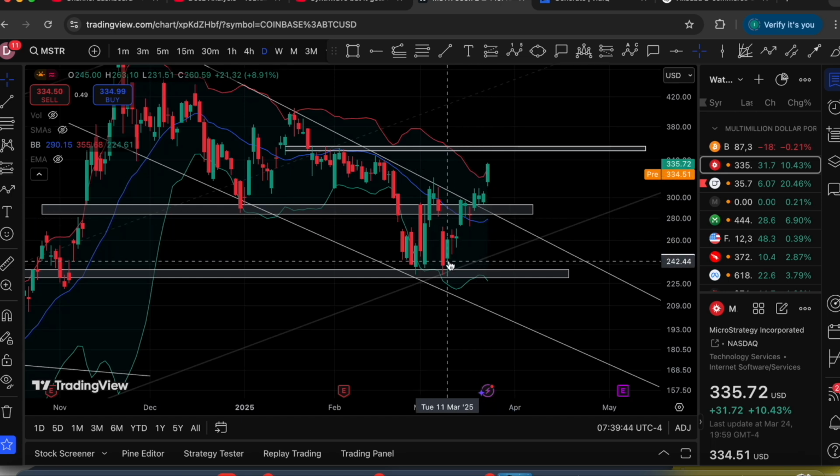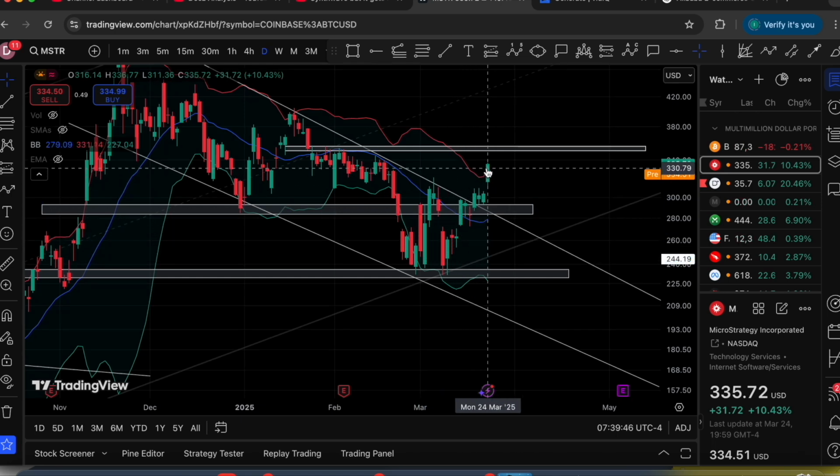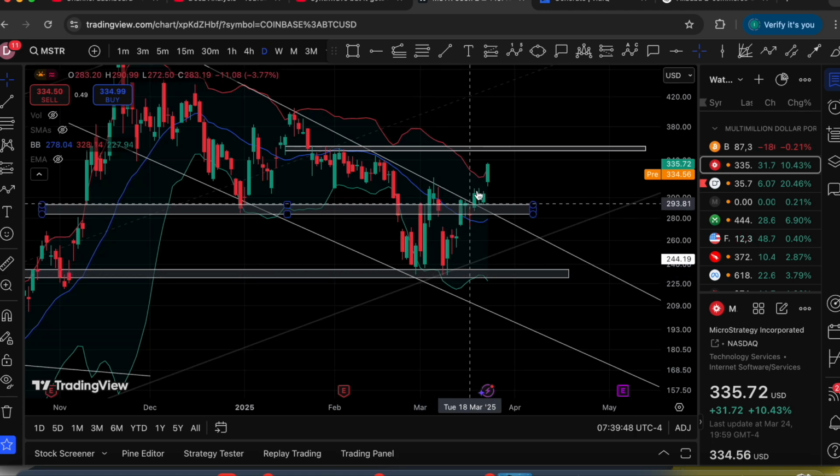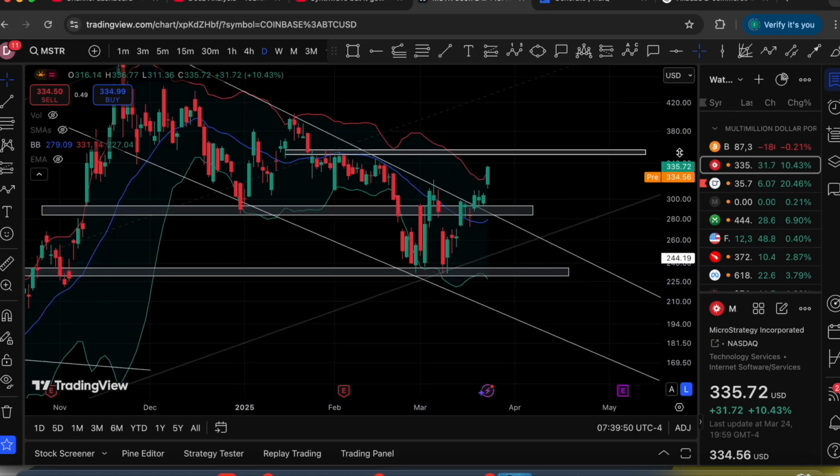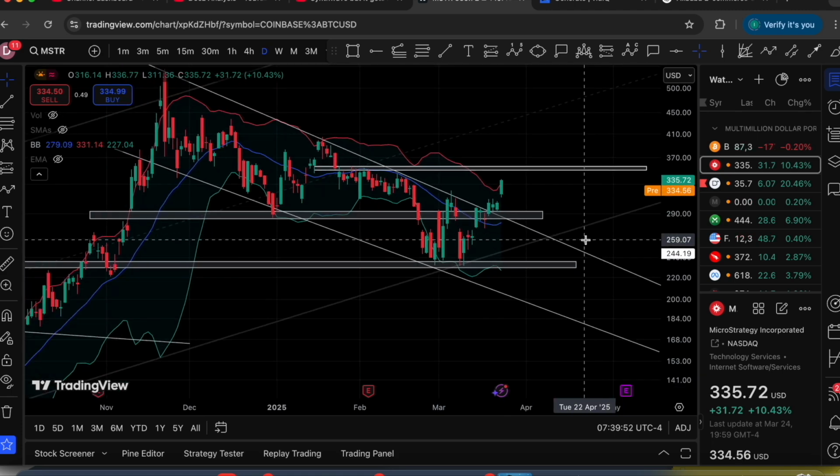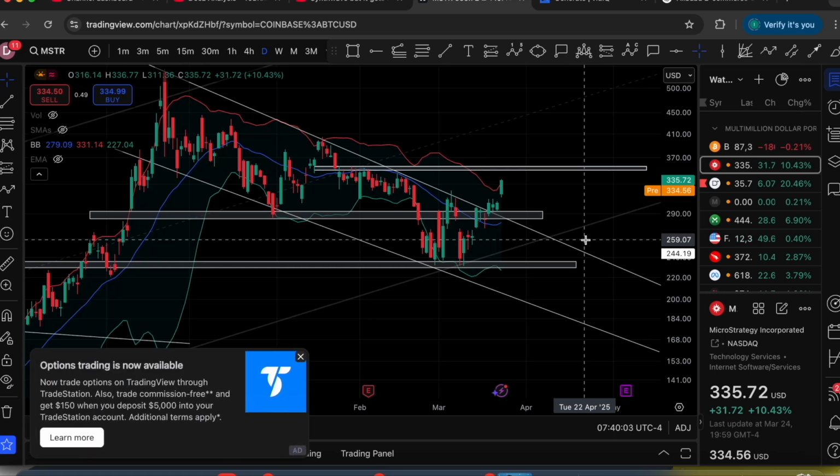As you can see, it only took a couple trading days, and we went from the green band all the way outside of the red band. So MicroStrategy really gets moving quick. One thing I do want to check out with the Bollinger Bands, because Bollinger Bands pretty much tell you when price is getting extended or oversold.